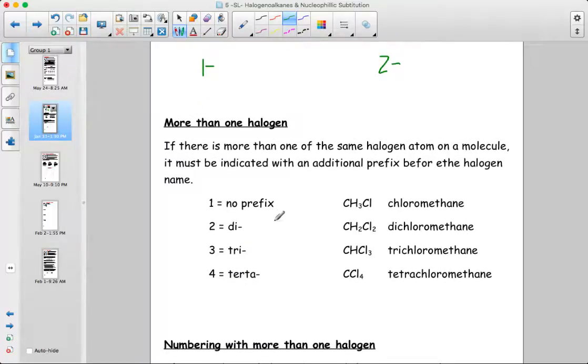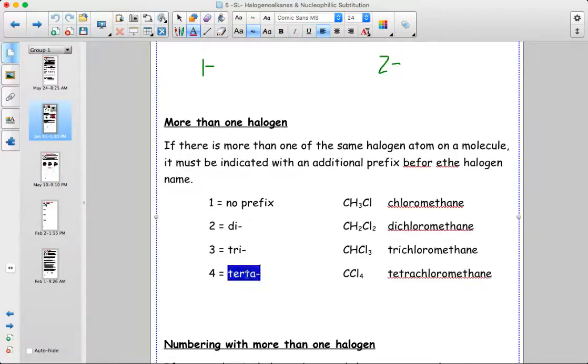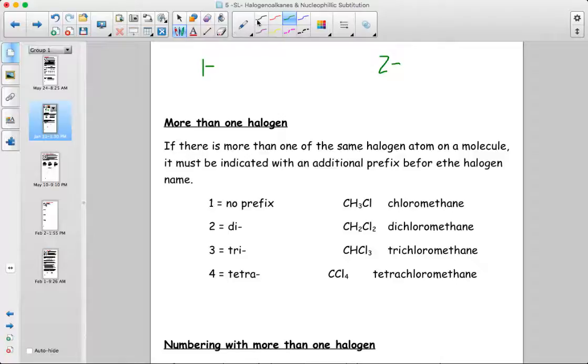If there's more than one halogen, just like there could be more than one methyl group, you're going to add the additional prefix in the same way. So if it's just one, you don't add one, but if there's 2, 3, or even 4 prefixes, then you add these other ones. I'm going to fix this because it's spelled wrong. There we go. All right. So di means 2, tri means 3, and 4 is tetra.